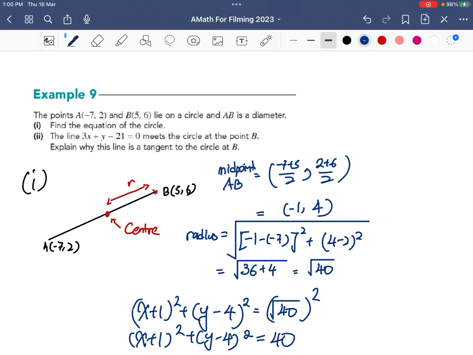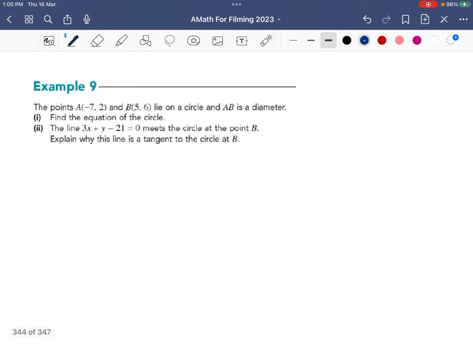Now, next thing is explain why this line is a tangent. So part 2 is there's a line 3x plus y minus 21 is equals to 0, and it meets the circle at point B. Explain why it is a tangent. So basically we can explain that it's a tangent if it's perpendicular, because of the property known as tangent is perpendicular to radius. So once we actually prove that it is perpendicular, we are done.